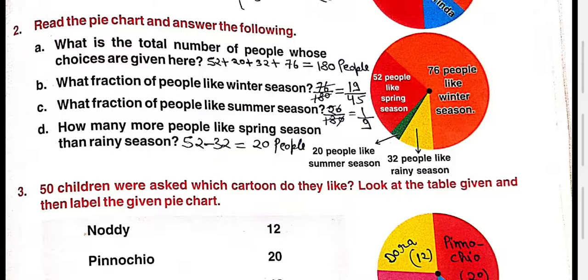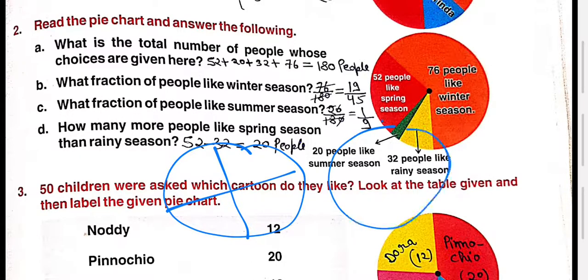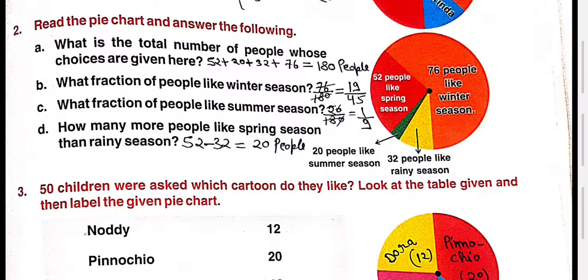What fraction of the people like the winter season? They are asking about the winter season. Because these are not equal parts, previously I told you about half, then again equal, then again equal, and this pie chart shows unequal parts. So how to find the fraction? I will tell you. What fraction did the winter season like? You want the winter season fraction.